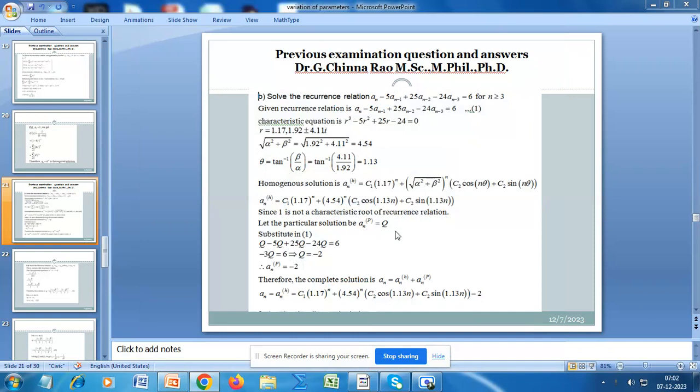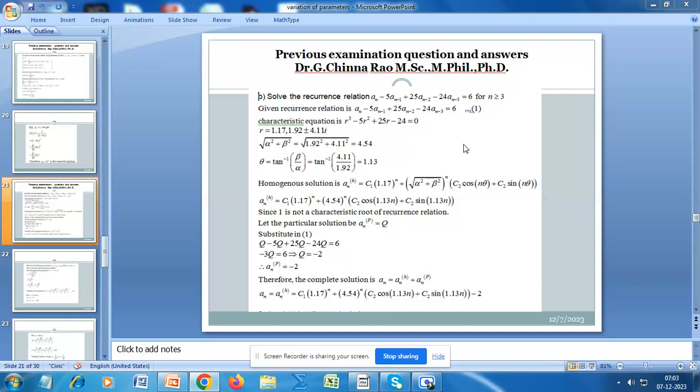Good morning, students. Today I am going to discuss previous exam questions and answers of the MFCS paper. So the question is, solve the recurrence relation a_n minus 5a_(n-1) plus 25a_(n-2) minus 24a_(n-3) equal to 6 for n greater than or equal to 3.